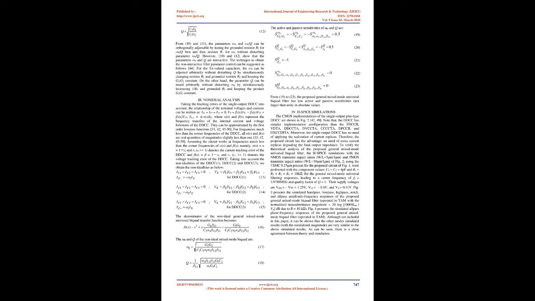Fig 1 shows the proposed general mixed-mode biquad filter structure using only 3 single-output DDCCs, 2 grounded capacitors, 3 grounded resistors, and 1 floating resistor, where VIN1, VIN2, VIN3 are the filter input voltages and IIN1, IIN2, IIN3 are the filter input currents whose setting determines the filter functions as shown later. VOUT1, VOUT2, VOUT3, VOUT4, and IOUT are the filter voltage outputs and current output, respectively.